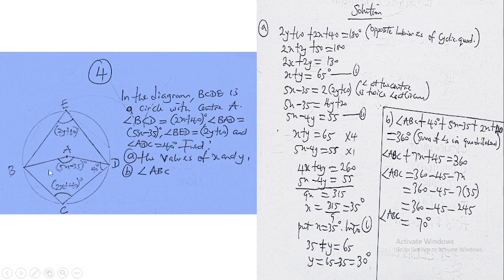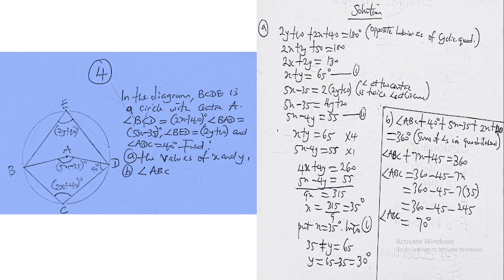So we know that when it comes to any quadrilateral, the sum of the interior angles of a quadrilateral is 360 degrees. The sum of the interior angles of any quadrilateral, be it rectangle, square, trapezium, or parallelogram, is 360 degrees. I hope you understand that now.